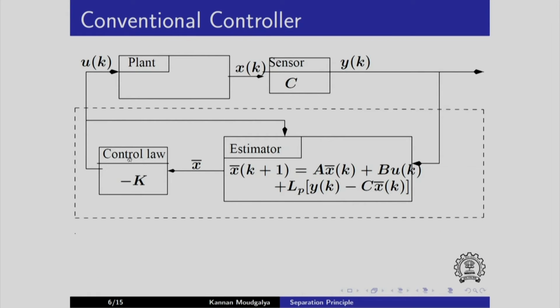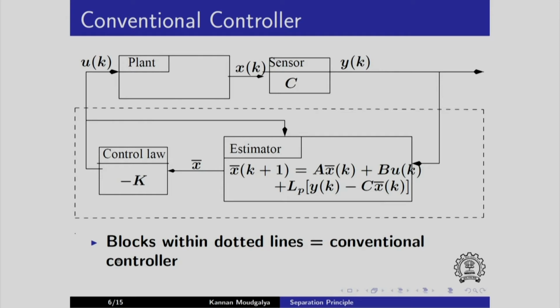Alright, let us look at another aspect of the conventional controller. Notice that the blocks within the dotted lines make up the conventional controller. The input to the dotted lines is Y, the plant output, and the output from there is the control law u, which goes to the plant. So this whole thing is the equivalent of our conventional controller that we designed earlier on.